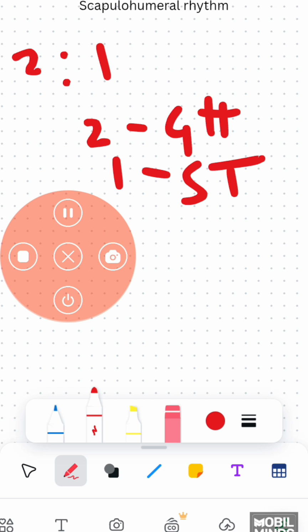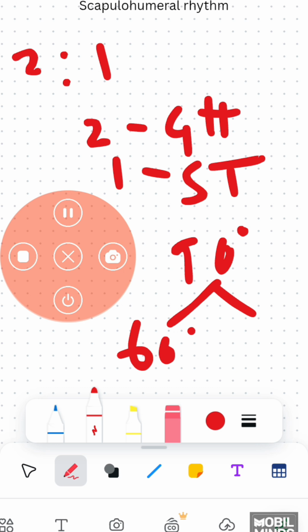For example, if you see 90 degrees of arm elevation, 60 degrees is done by our GH joint and the other 30 degrees is done by the scapulothoracic motion. But research says that this is an oversimplification of the elevation of the arm, which is just giving you an idea about it. Then we move on.